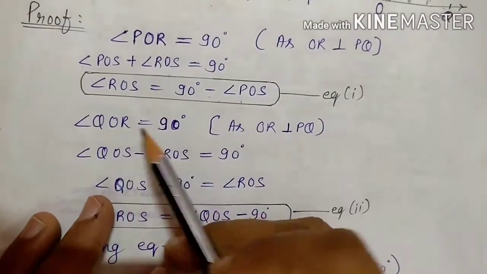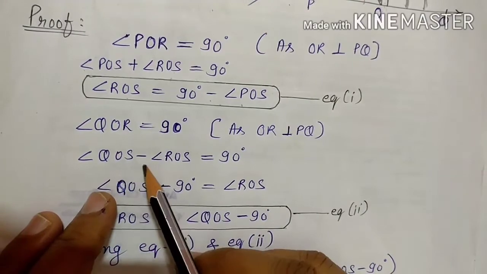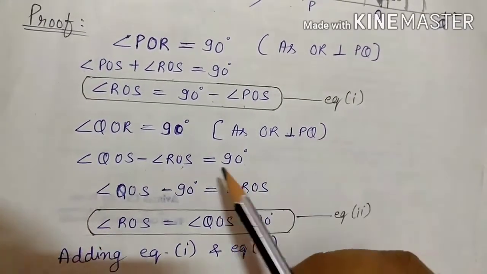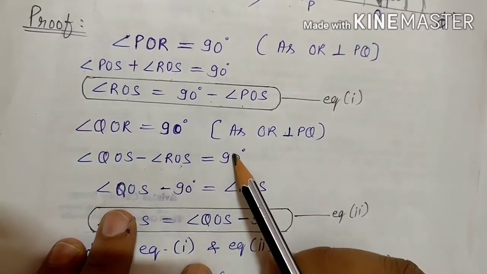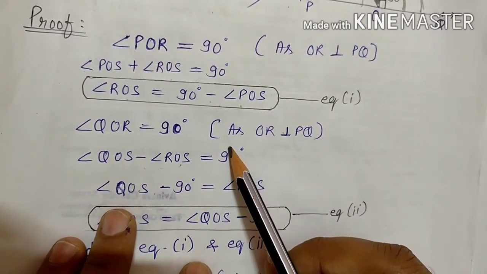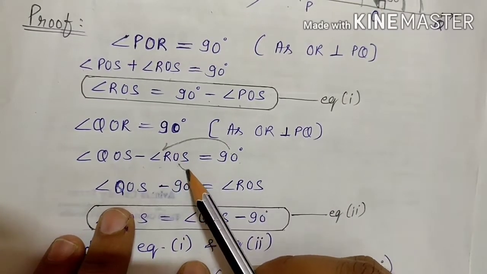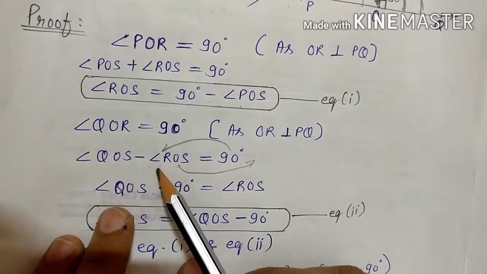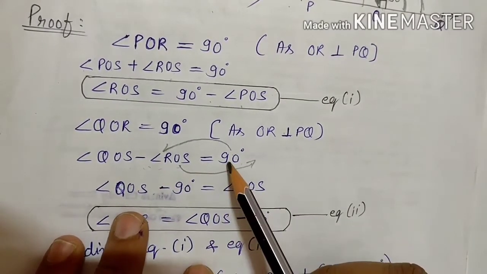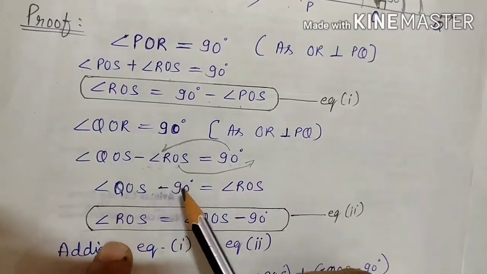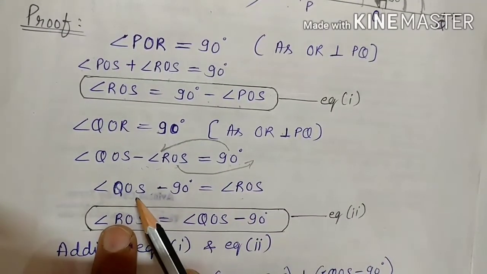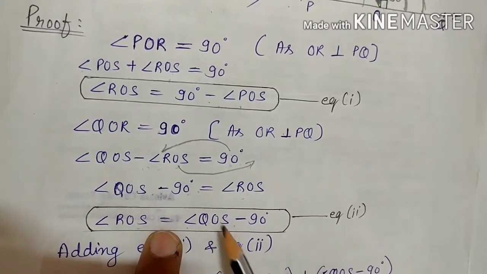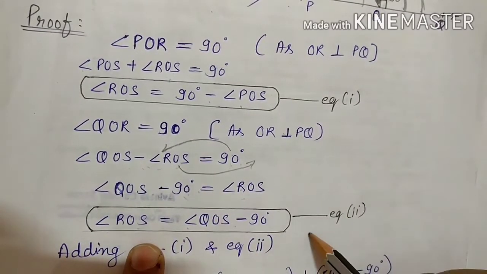So we can write QOR as angle QOS minus angle ROS equals 90 degrees, already given, as OR is perpendicular to PQ. Now we are doing the transposition method. We are taking this 90 degrees to this side and angle ROS to this side, because we need ROS separately. Minus ROS was there, so it becomes plus ROS. 90 degrees was plus, so it becomes minus. So we got angle ROS equals QOS minus 90 degrees. It is the same thing only. So it is equation second.